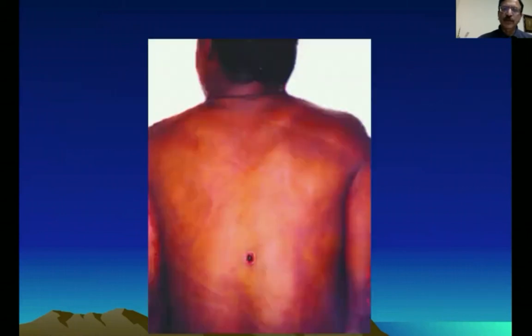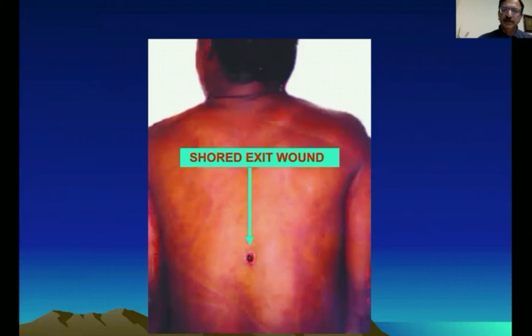This is how it appears. The shored exit wound. You can see the abraded margin. This is not because of rubbing, as with the color of abrasion at the entry site, but this is a shored exit wound.